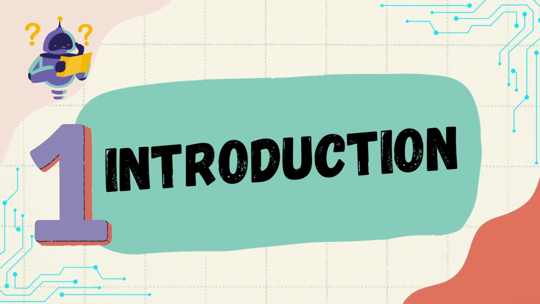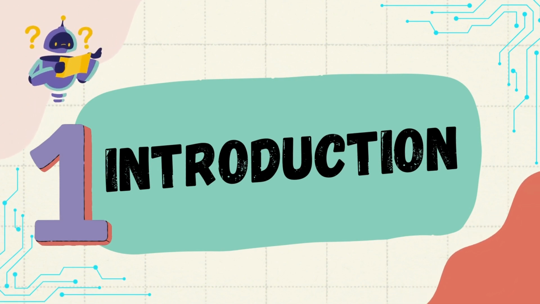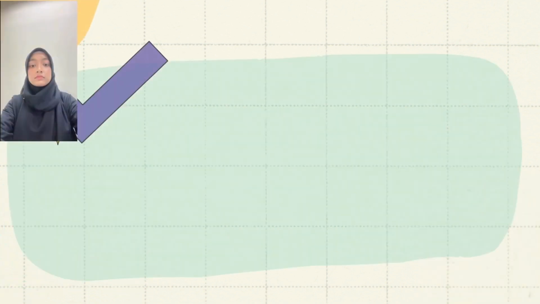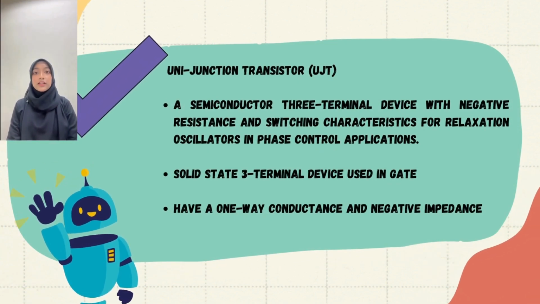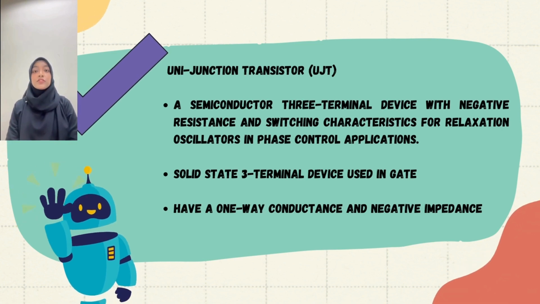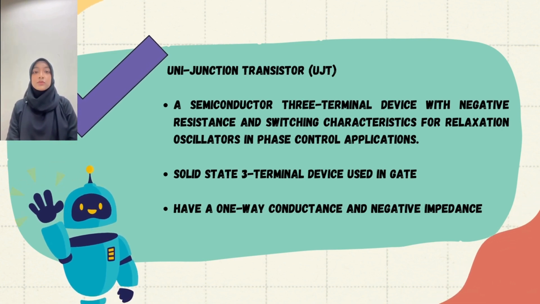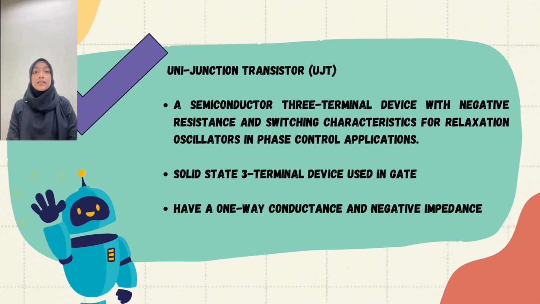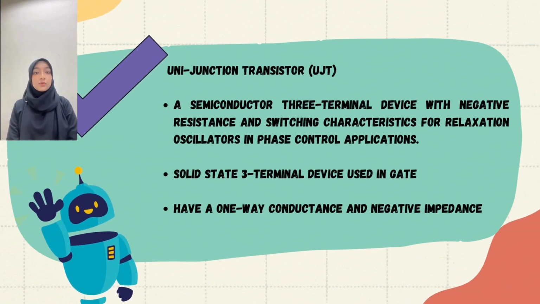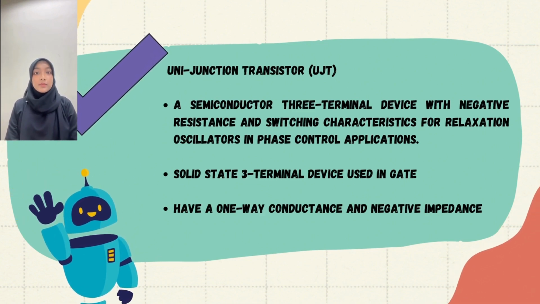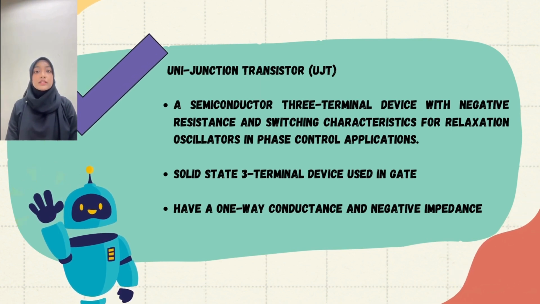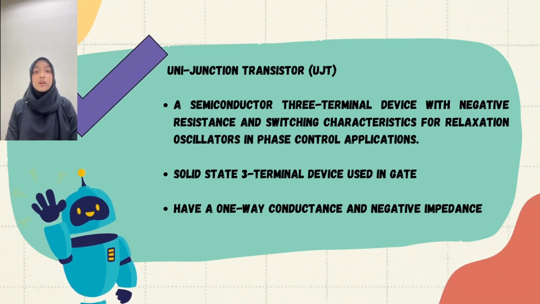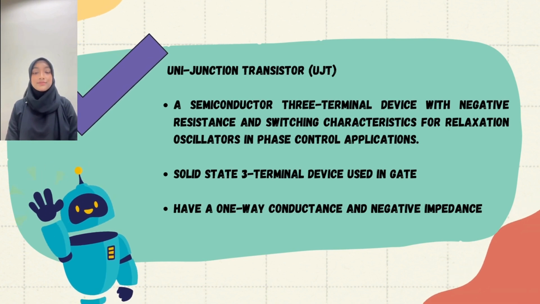Introduction. Assalamualaikum and hi, my name is Suhaillah binti Muhammad Sulaiman. My matrix number is B0822108180 and I am from 3BET 3/1. Together with my team, we are going to present about Uni-junction Transistor. I will start to present about the introduction of Uni-junction Transistor.